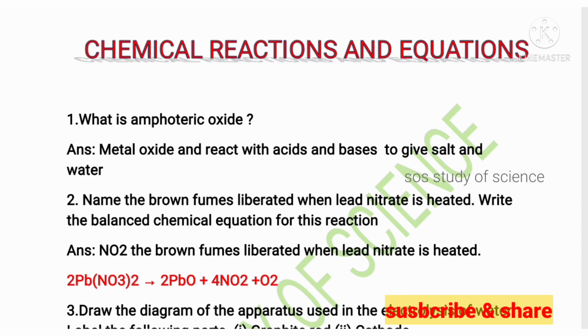It is very important, dear students. Don't forget to learn these questions. The first question is, what is amphoteric oxide? This question has been asked in final examinations many times. Amphoteric oxide is a metal oxide that reacts with both acids and bases to give salt and water. So a metal oxide that reacts with acid and base to give rise to salt and water is called amphoteric oxide.